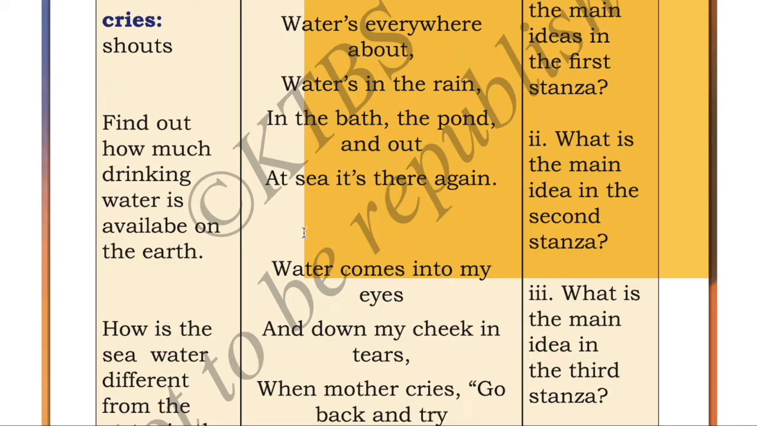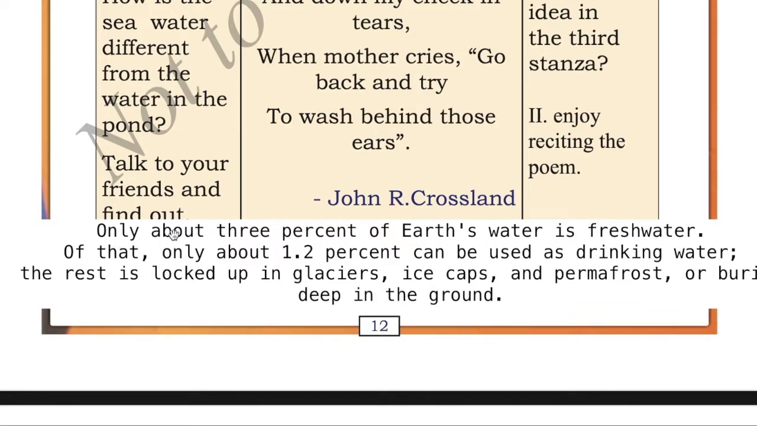So, of the surface of the earth, we have more than 70% that is covered by water. But of that, only about 3% of the earth's water is fresh water. The remaining is salty water. And in that 3% also, it's not completely available to us. Only 1.2% is available for us for drinking. The rest is locked up in glaciers, ice caps, etc., or as underground water. So, this is one of the reasons why we need to use water judiciously.